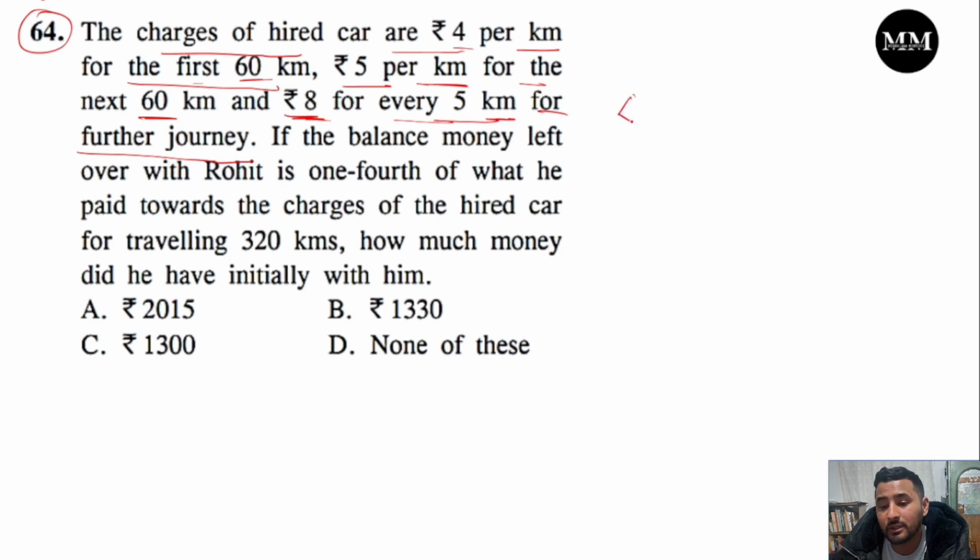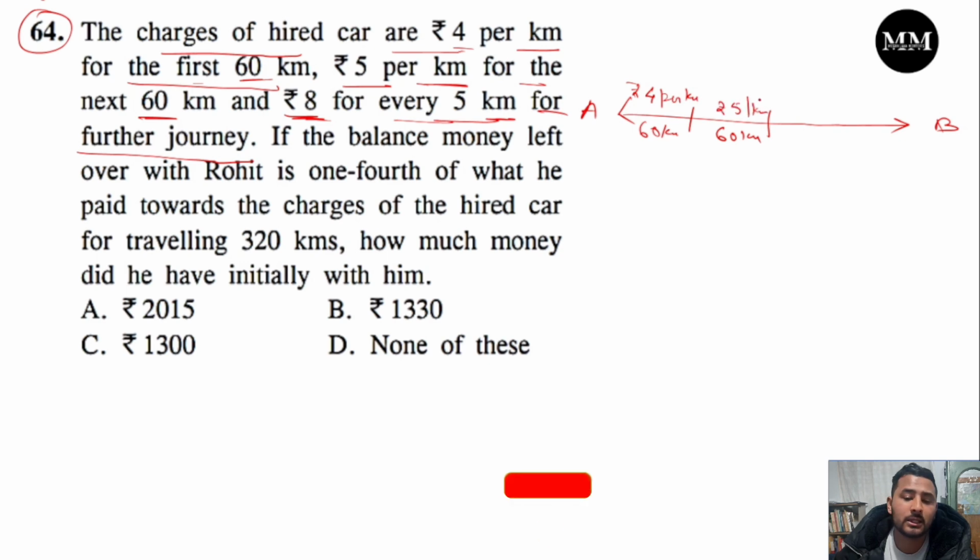Suppose it is starting from here till here, A to B. First, what they are saying is the charges of hired car are for the first 60 kilometers. Suppose it is 60 kilometers. Then again, rupees 5 per kilometer for the next 60 kilometers. For this one, they are charging how much? Rupees 4 per kilometer. Okay. And for this one, how much? Rupees 5 per kilometer. Okay.